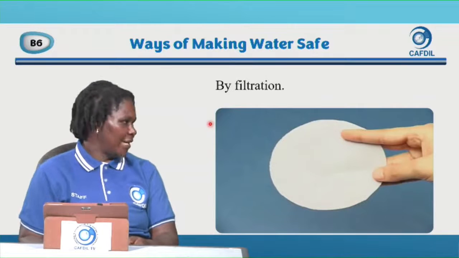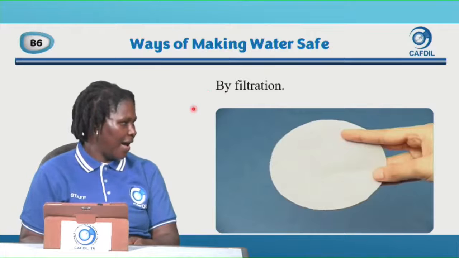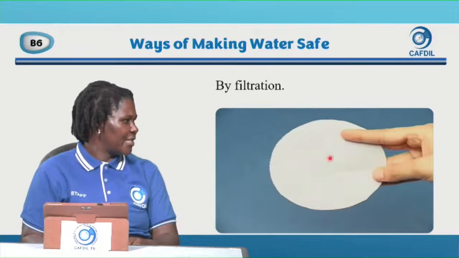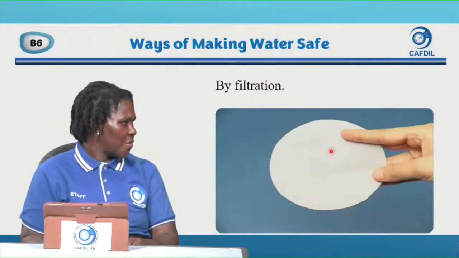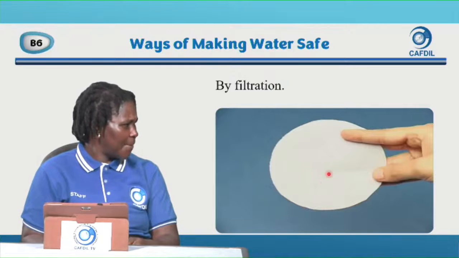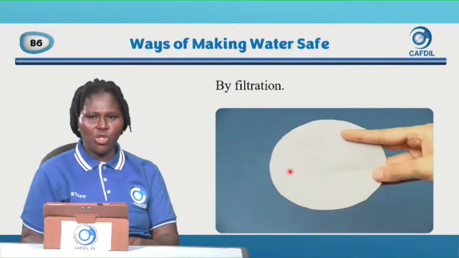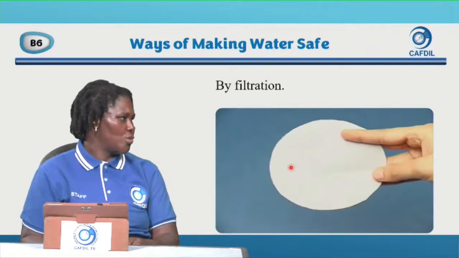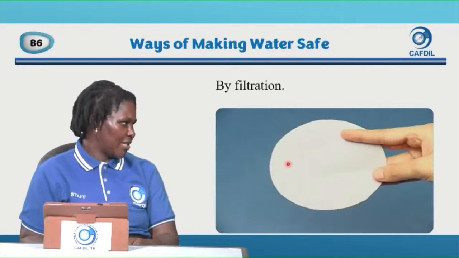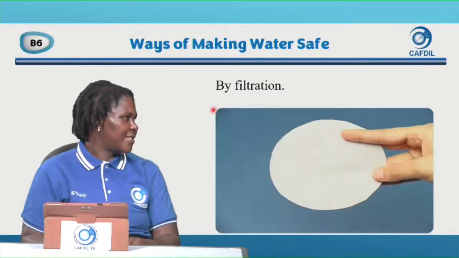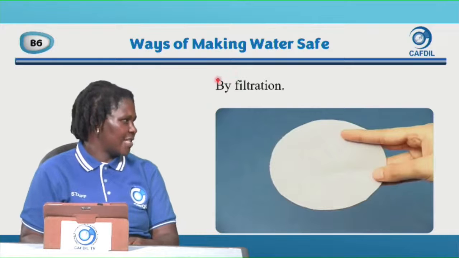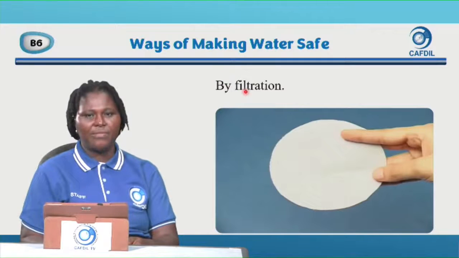So after boiling, you can filter it by using filter paper. So let's look at the filter paper on our screen. This is filter paper. You can also use clean cloth to filter your water. So one of the ways of making water safe is by filtration.